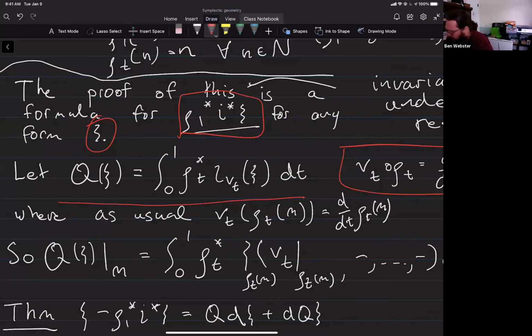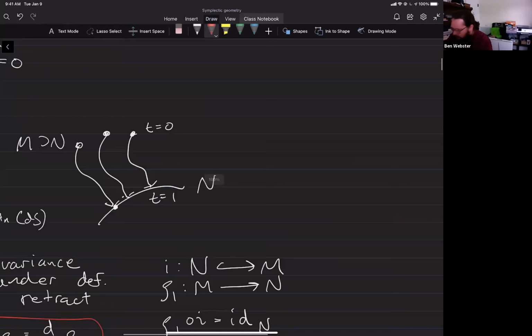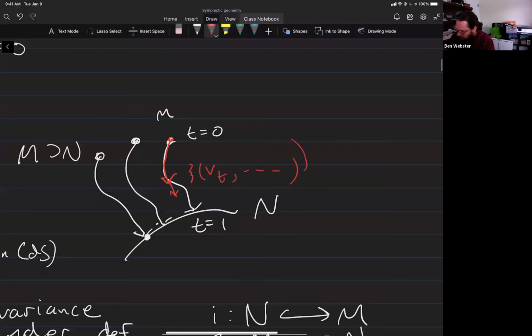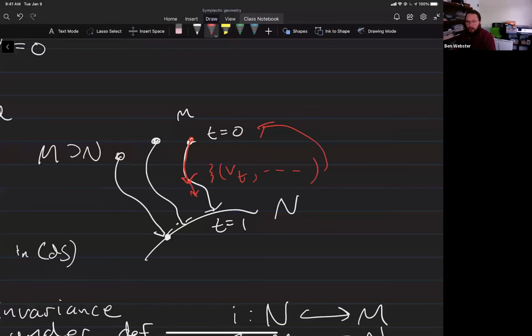So maybe I'll actually go back to my picture. What I'm doing is I'm constructing a form here at m, which is gotten by going along this path for some amount of time. I look at C here, I contract it against the velocity vector here, and then I pull that back to this original point. So this is going to give me a form one degree lower on my ambient manifold M.